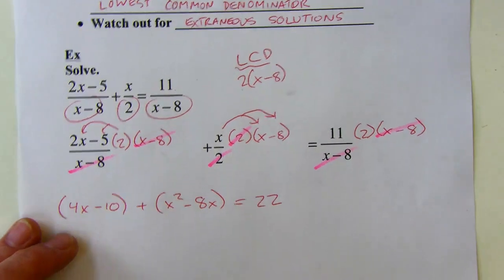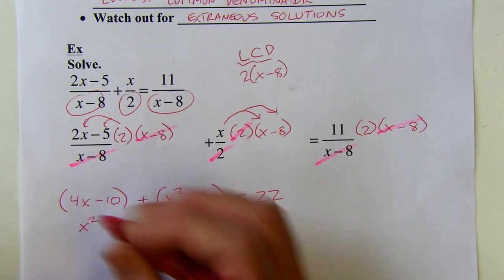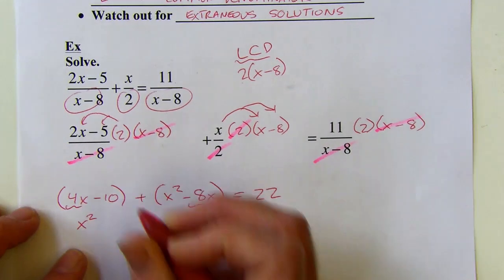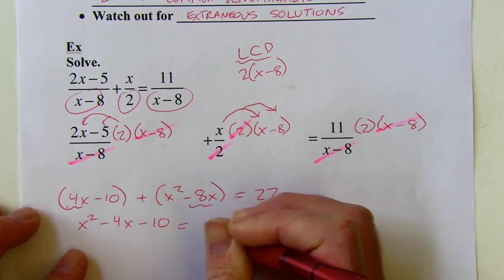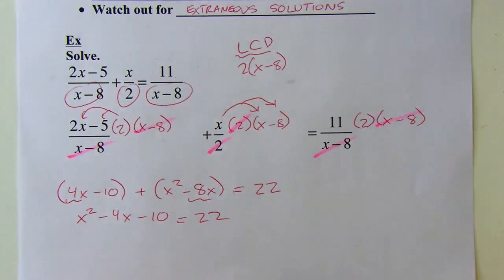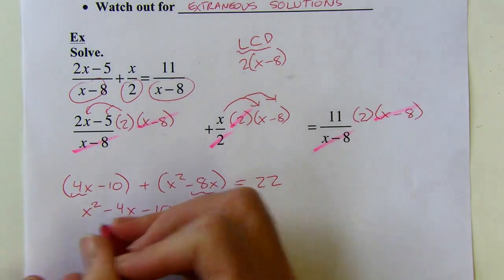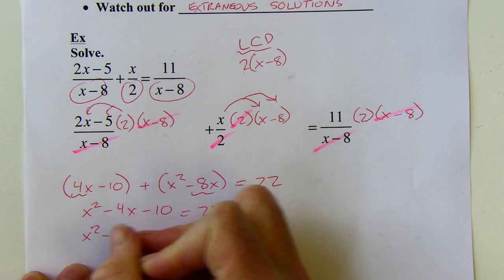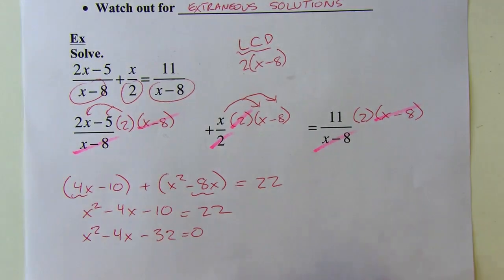Okay? So now I'll start to clean this up. So only one x squared term. I'll combine 4x and negative 8x. Okay? Now I want to set this equal to 0 so that I can solve it. So I'm going to subtract 22 from both sides. All right. And now I've got something that I can factor.